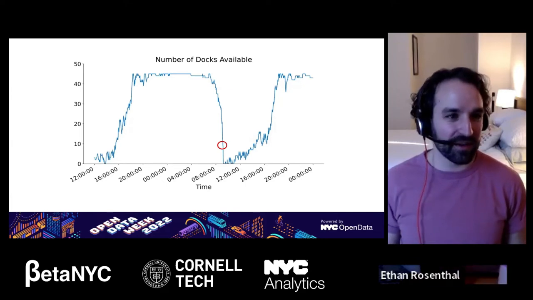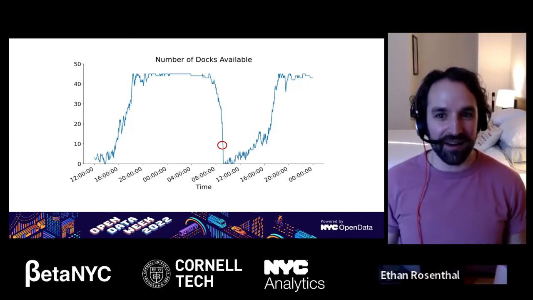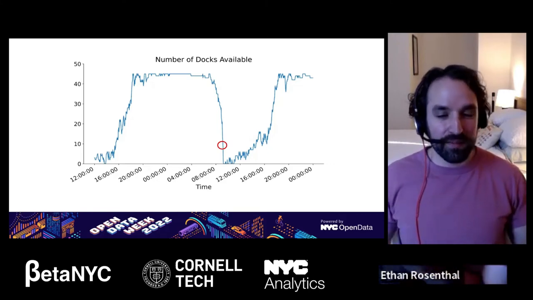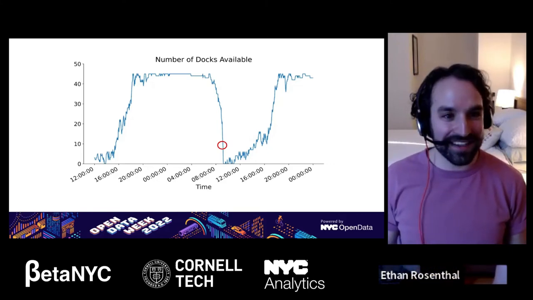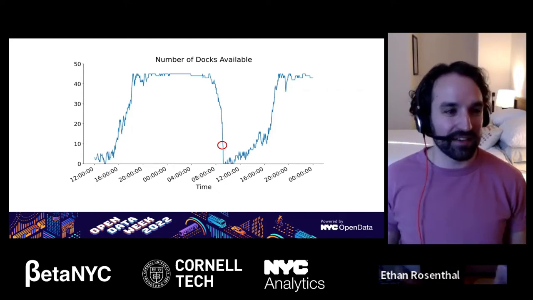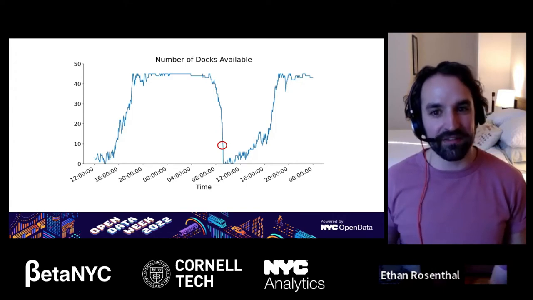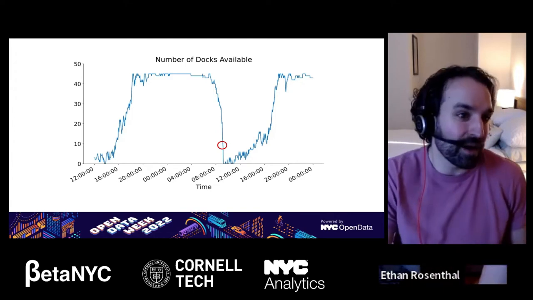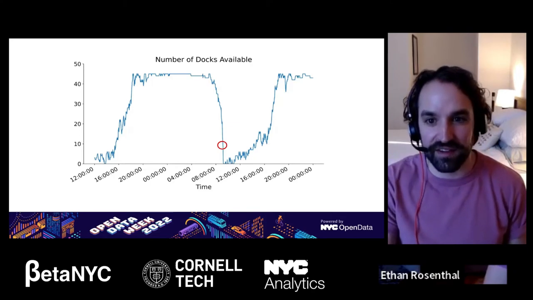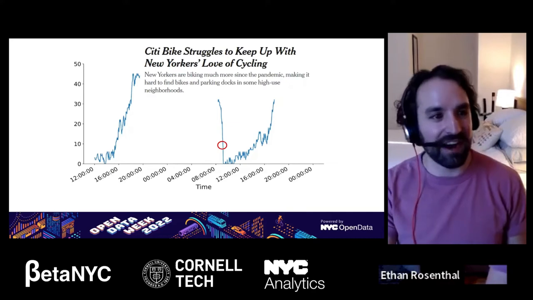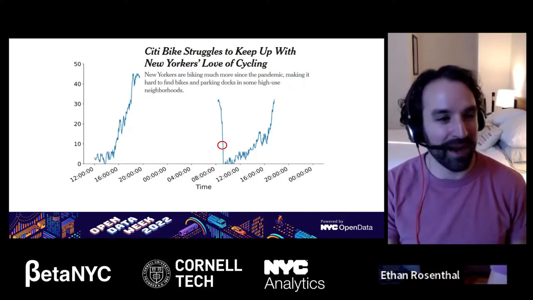A couple months ago, there was a New York Times article about how it's lovely that a lot of people are biking now during and post pandemic. But even still, it can be difficult for bikers to find bikes and park their bikes in the city. And this is a hard problem that Citi Bike is still trying to solve. I'm not going to try to solve the problem. I would just like to be able to reroute myself such that I'm not wasting time.